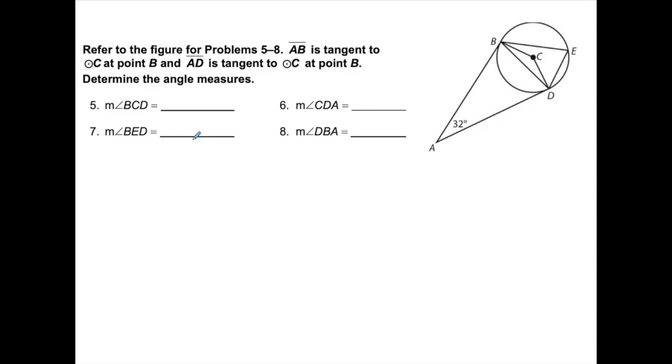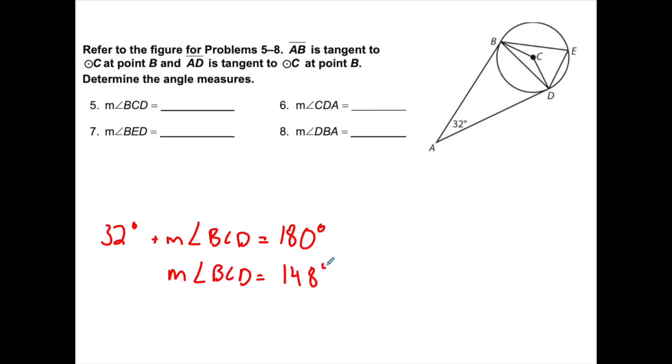Okay, so BCD, that's the center of the circle, right? So what we know is that 32 degrees plus the measurement of BCD is 180 because they have to be supplementary. And so I subtract 32 degrees on both sides, and I get 148 degrees. Okay, CDA. Well, CD is a radius. DA is a tangent, so therefore they must be perpendicular and meet at a 90-degree angle.